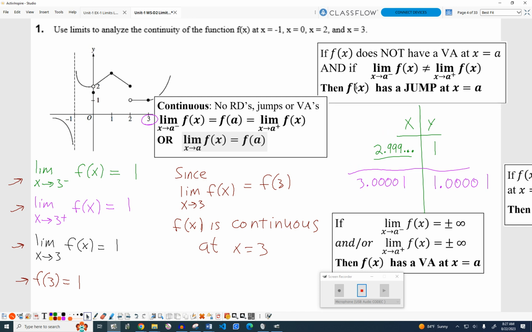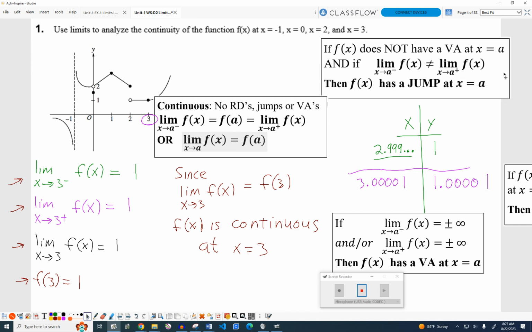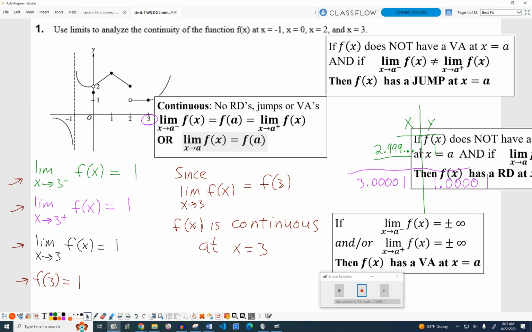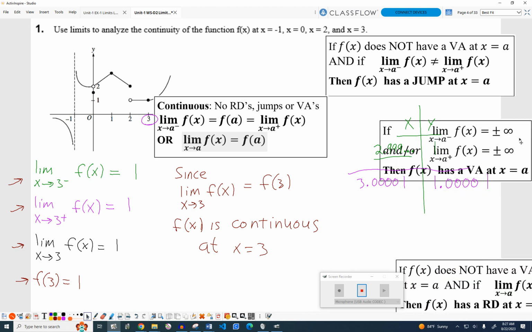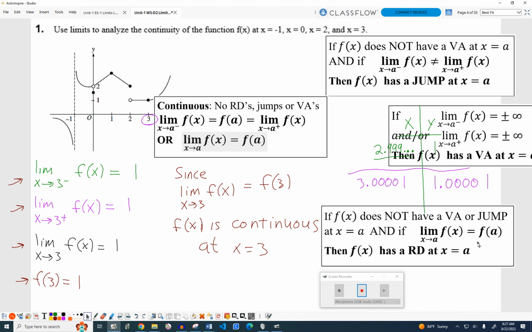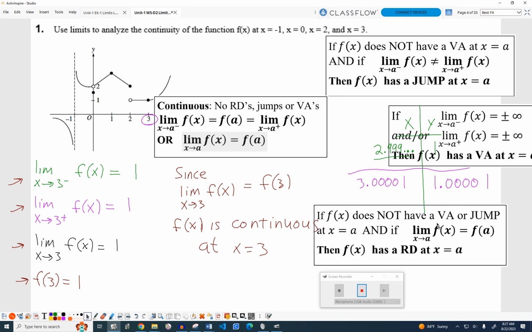Because if the left and right limits are different, like this one, then I know I have a jump discontinuity. The last thing I check is if the left and right are the same. I'm going to see if the left and right were the same, so this is good, the overall limit. I need to see if that's the same as the value of the function. If that's different, then I know I have a removable.